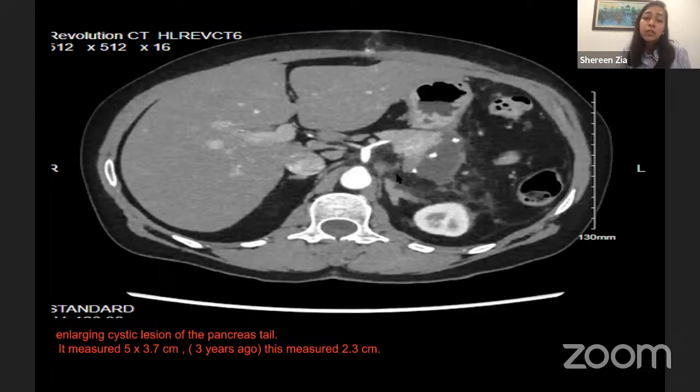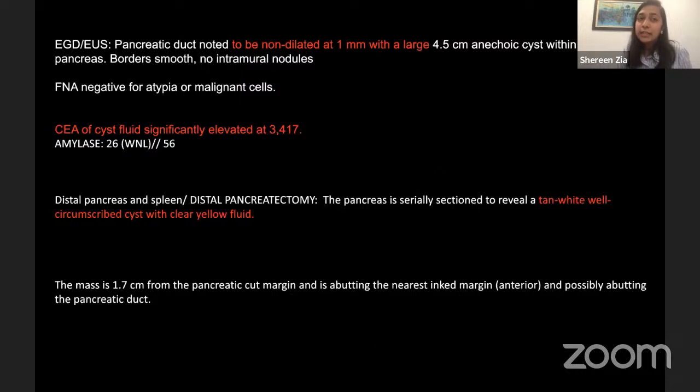On imaging, they saw an enlarging cystic lesion, as appreciated over here, in the tail of the pancreas, and it measured about 5 centimeters. 3 years ago, it was measuring about 2.3 centimeters. So you can see there was an increase in the size. The pancreatic ducts were not dilated and associated with that lesion. The CA level was, however, very high, about 3,000. The amylase was within normal. The distal pancreatectomy showed a tan, white, well-circumscribed cyst with clear yellow fluid. The mass was about 1.7 centimeters from the pancreatic cut margin.